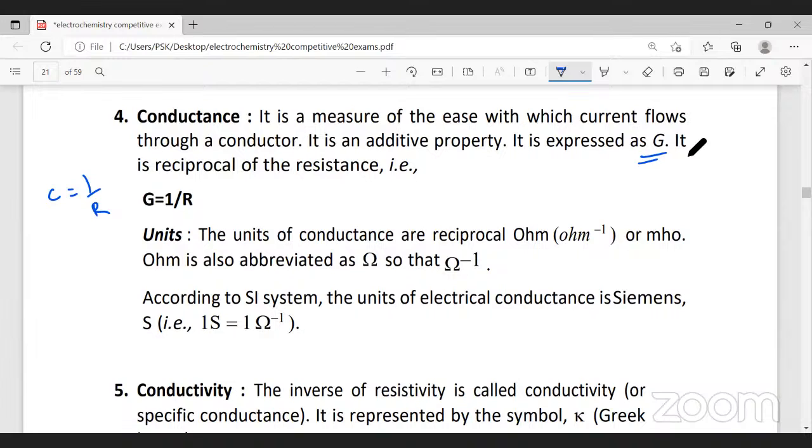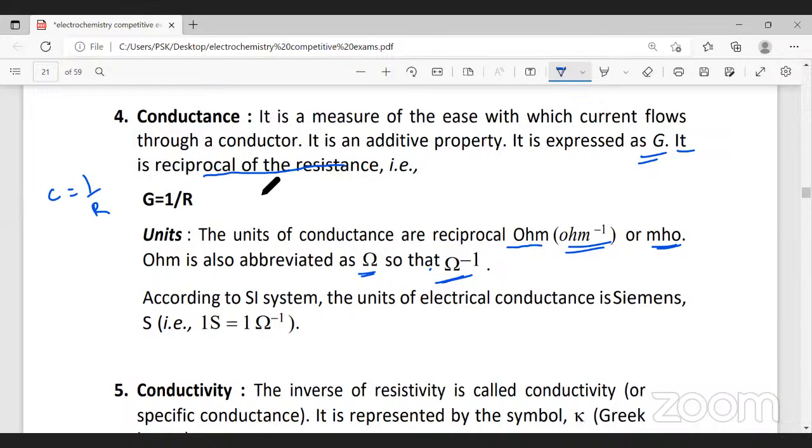See, it is written here also. It is the reciprocal of resistance. That is, G is equal to 1 by R, or conductance C is equal to 1 by R. The units of conductance are the reciprocal of ohm. That is ohm inverse, or we write it as mho.